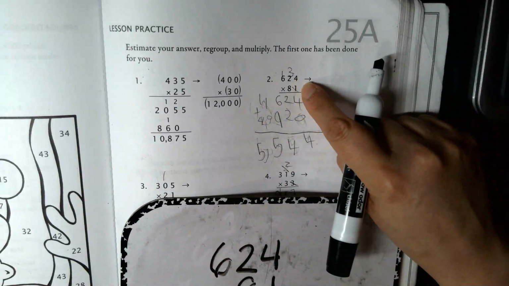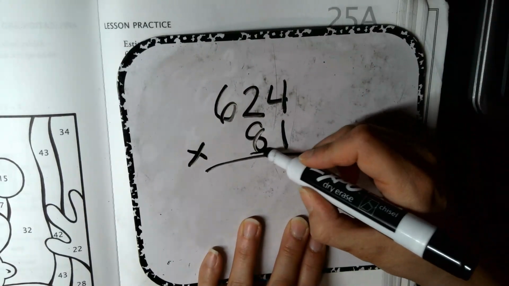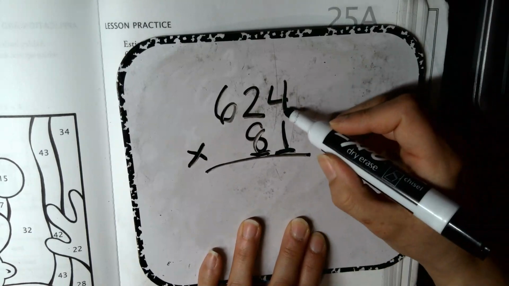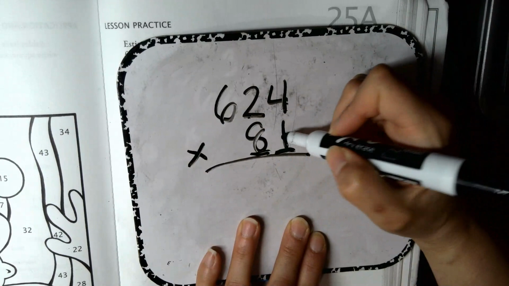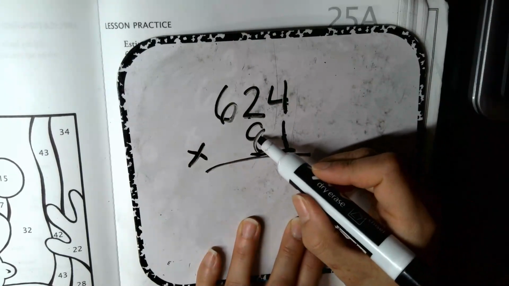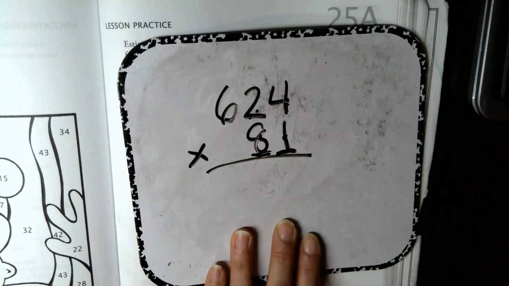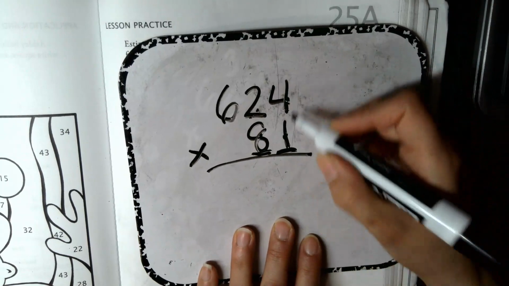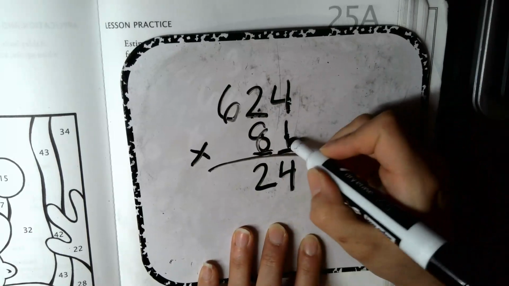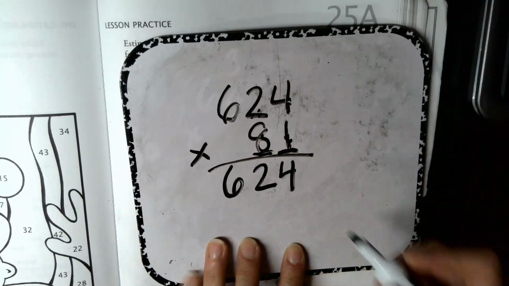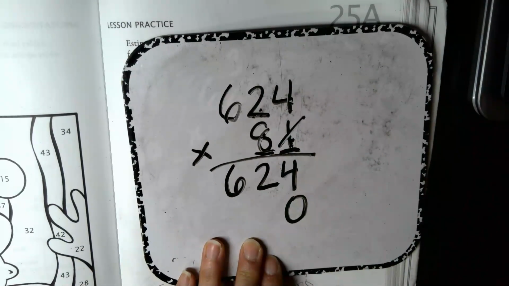So 624 times 81. Okay, so we do each number on the bottom gets multiplied by every number on the top. So we do 1 times 4, 1 times 2, 1 times 6. Then we go to this number, we do 8 times 4, 8 times 2, 8 times 6. Okay, so that's all we're doing here. So the first one is 1 times 4, that's a 4. 1 times 2, that's 2. 1 times 6, that's 6. So that's easy enough. Then we add our 0 and we cross off the 1. We finished with that one.